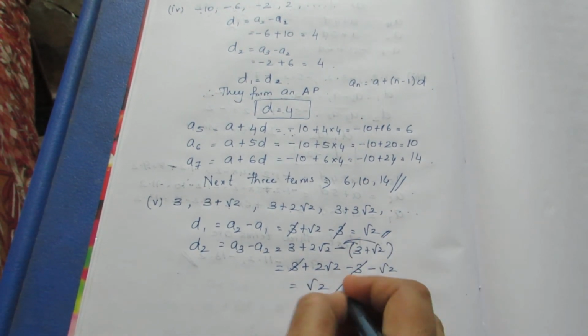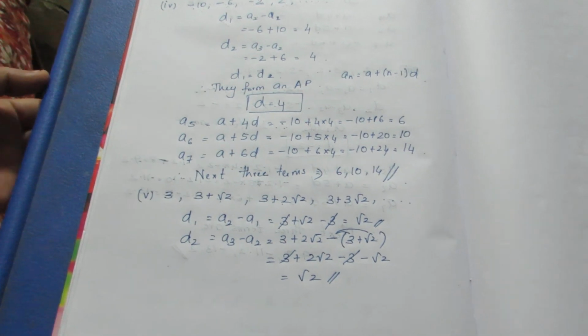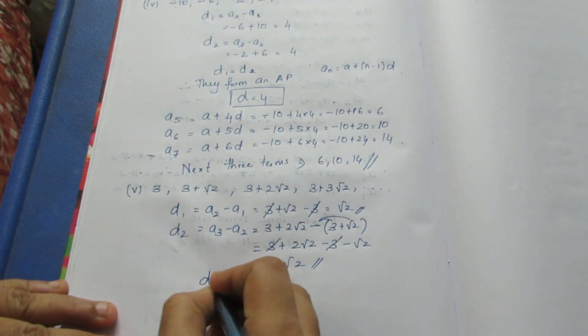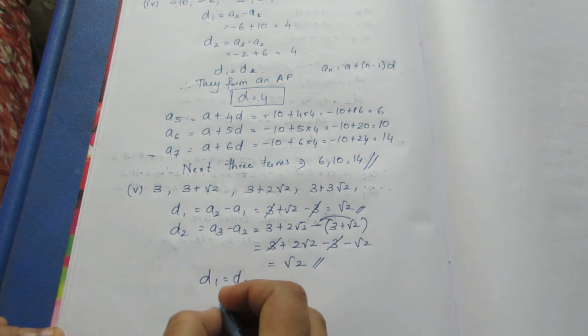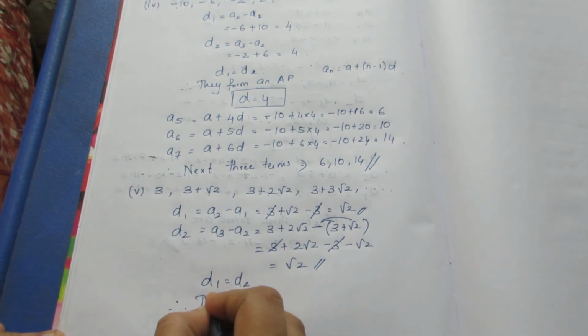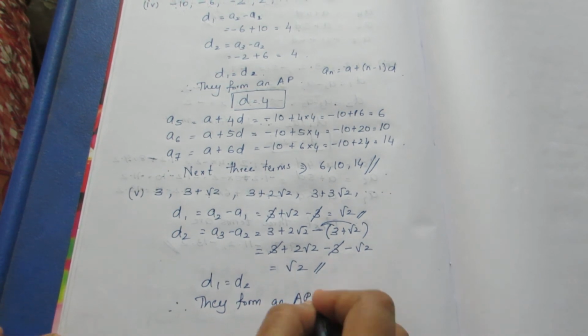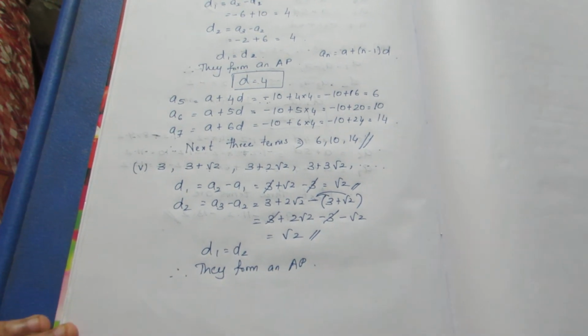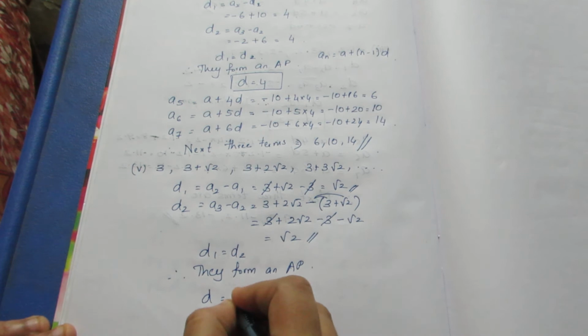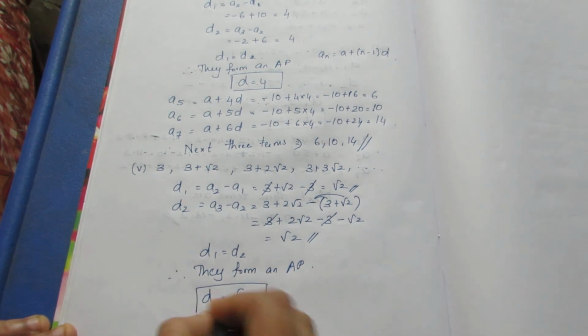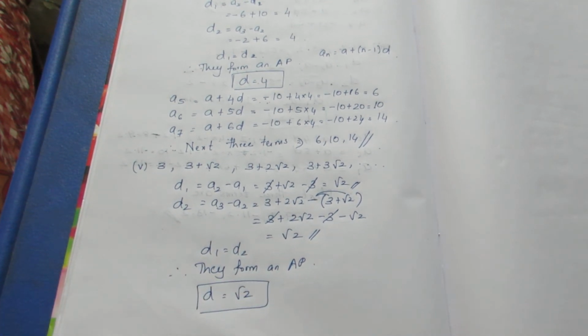Now here the differences are equal. There is root 2, root 2. So D1 equal to D2. Therefore, they form an AP. So they form an AP and they have asked for the common difference D, which is root 2. So we have found the common difference D. Now we need to find the next three terms.